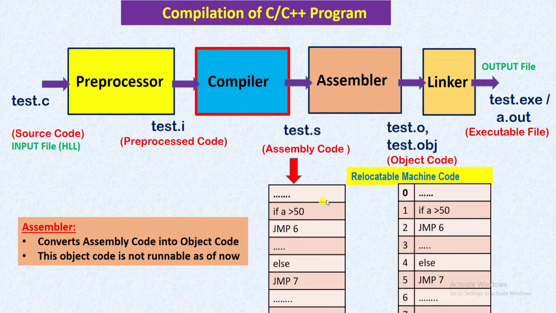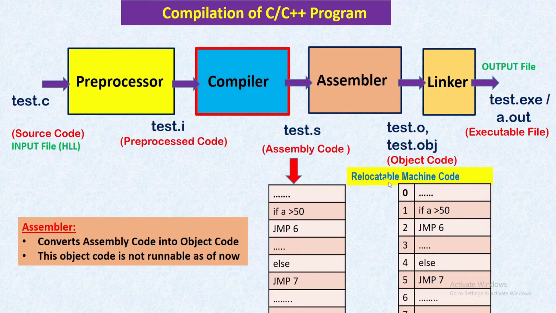In a simpler sense, some addresses are attached to your assembly code by the assembler. These are the various addresses 0, 1, 2, 3, 4, 5, 6. Let's say here it is saying jump 6. So this is like the sixth line: if a is greater than 50, jump to this sixth line. And it is saying jump 7, that is here. So the addresses will be attached with your code, and this will be present inside your object code. And this is relocatable.